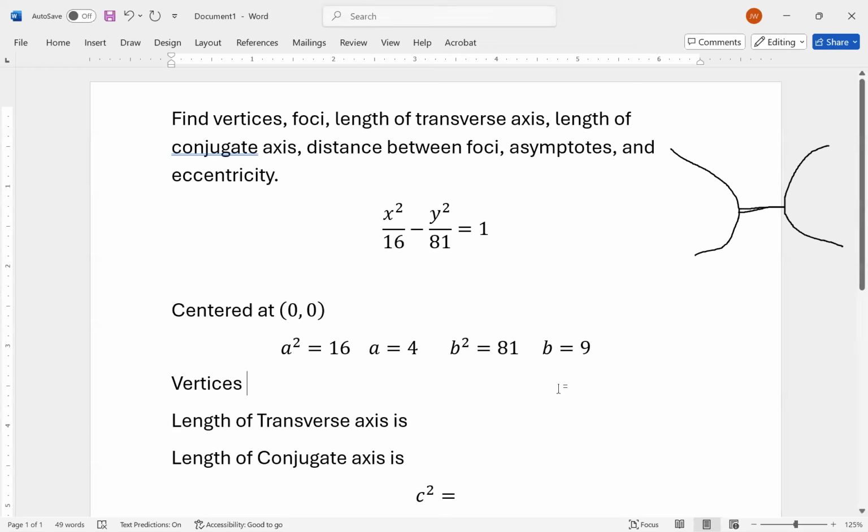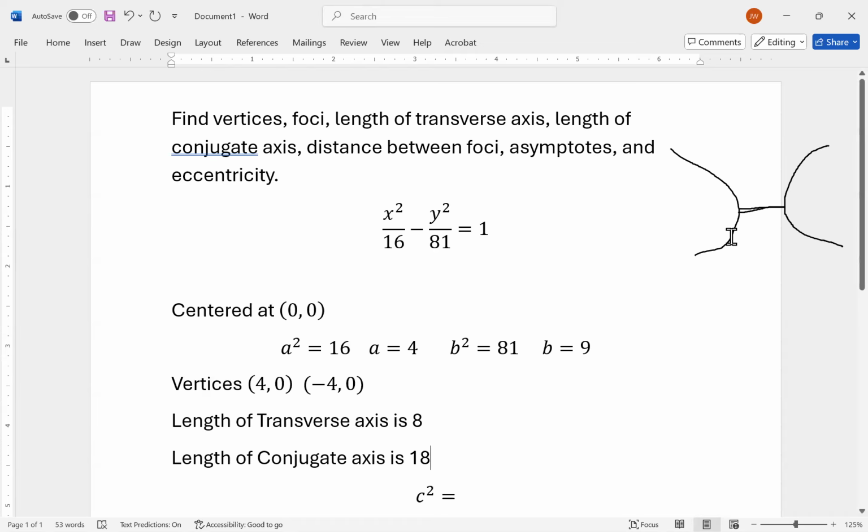And that tells me something about the vertices. Since a is 4, I know that the vertices, we move from the center, which is our origin, 4 units to the right to get to the point (4, 0), and 4 units to the left to get to the point (-4, 0). The length of the transverse axis is double a, so that's 8. The length of the conjugate axis is double b, that is 18.